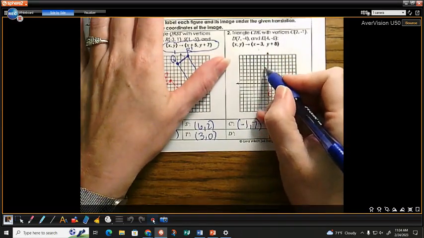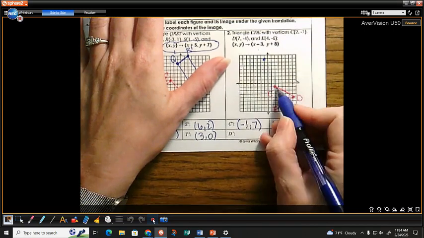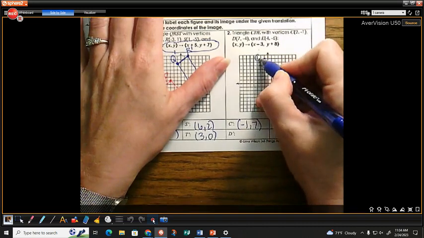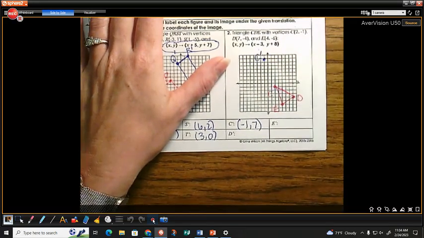-1, 1, 2, 3, 4, 5, 6, 7. Is that taking my C going left 3 and up 8? Looks like it to me. So I think that's C prime. Good job. Get your candy.